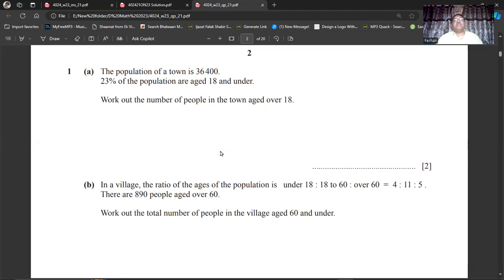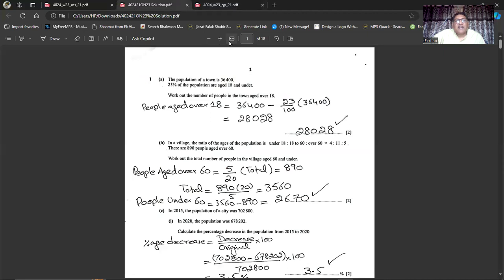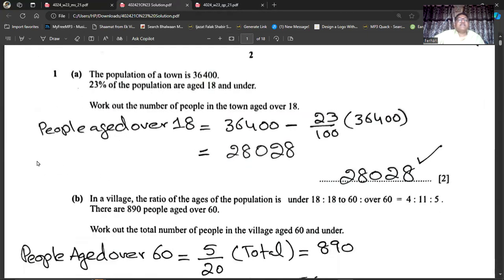The population of a town is 36,400. 23% of the population are aged 18 and under. Work out the number of people in the town aged over 18. So the method is very simple. The total population is 36,400. From it, subtract the population which is under 18. So 36,400 minus 23% of 36,400, and you will be able to get the answer.